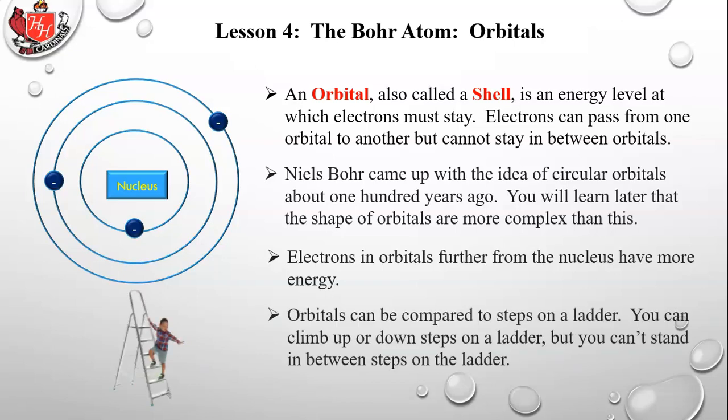Orbitals can be compared to steps on a ladder. You can climb up or down steps on a ladder, but you can't stand in between steps on a ladder. So it's the same with electrons. It's now known that the electrons fly around in a more complex fashion than this, but originally about 100 years ago, Bohr came up with the whole concept that they had to be at certain energy levels. They couldn't just fly freely around the nucleus. And so we'll learn about that later on. But for right now, this model of the atom is sufficient for us to learn quite a bit about the atom and the periodic table.